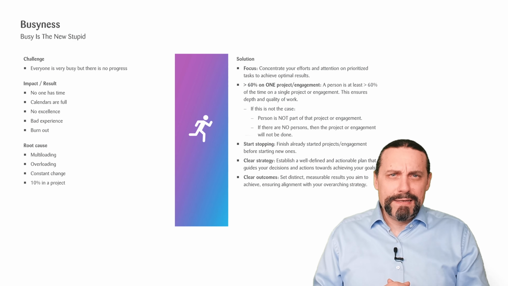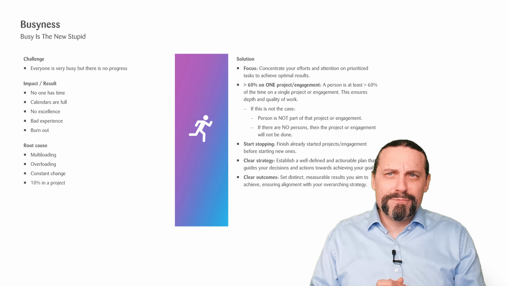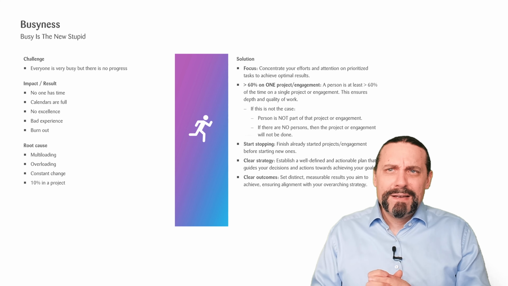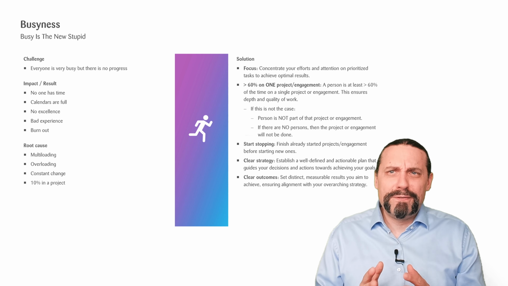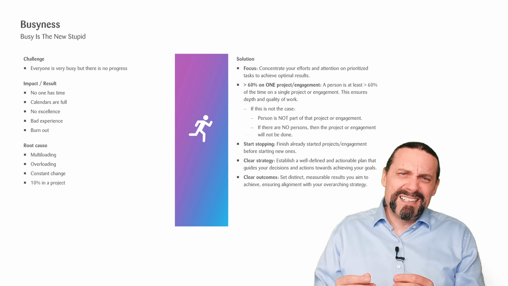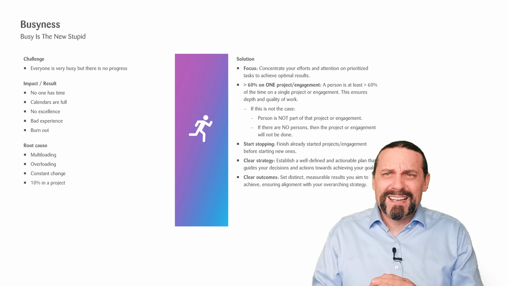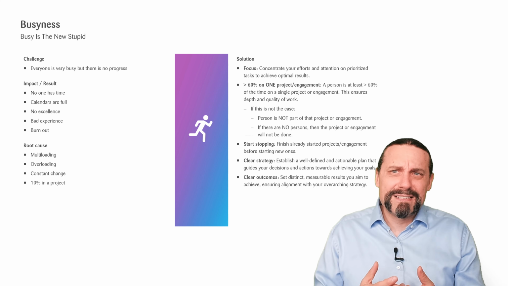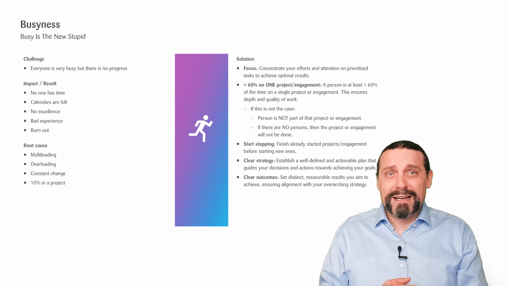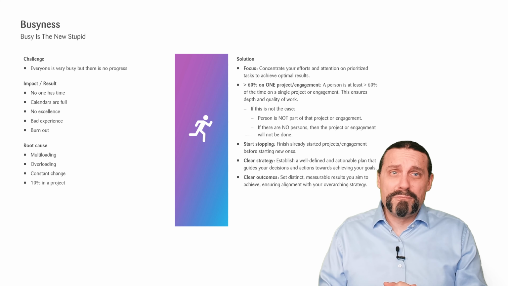The next anti-pattern is quite an interesting one, and I'm pretty sure you also encounter that quite a lot. It is busyness. What you see when you have busyness is that everyone is very, very busy. The impact is you nearly cannot find time with the people to discuss things. The calendars are completely full. Everything is only done to 60%. There is no excellence. It's a very bad experience. And in the end, what you also have in such an environment is a lot of burnouts.